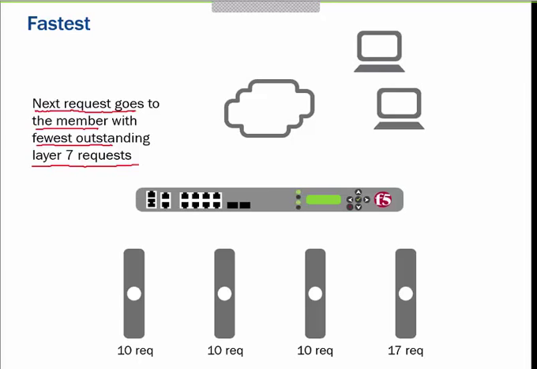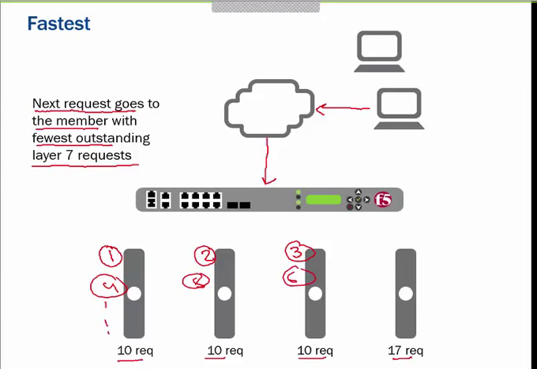Again, the same thing happens here. When traffic comes here, F5 knows the status of each server. Server 1 has 10 requests, then 10, 10, and 17 requests. That means these three servers have the fewest outstanding layer 7 requests, but with the same count, so round robin comes into the picture. The first packet comes here, the second goes here, the third here, and so on, till the count reaches 17. Then the next packets, number 18, 19, 20, and 21, come here.